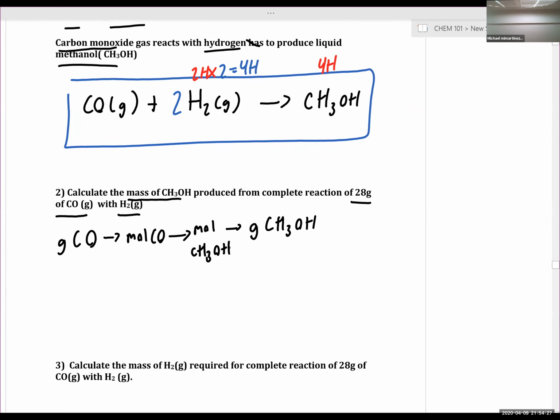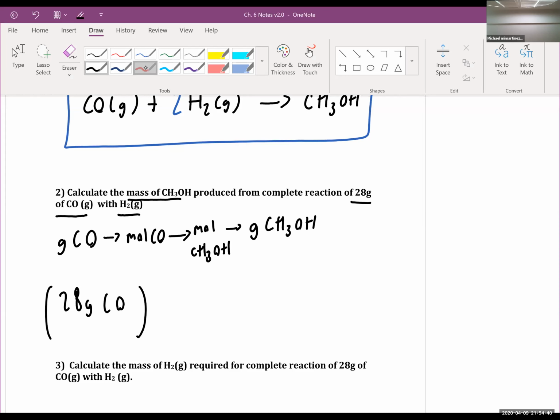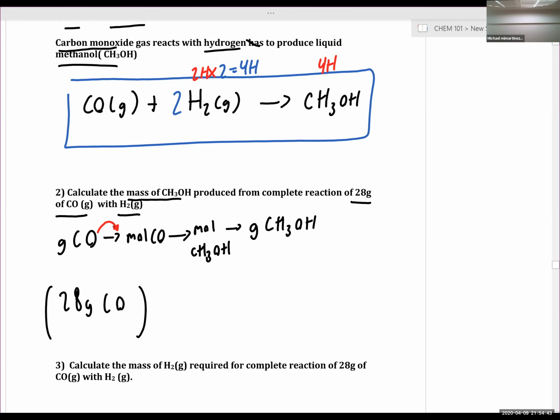Now that we have our solution map in place, we're going to put our input units. Our starting units are 28 grams of carbon monoxide. Following our solution map, we're going to go from grams of carbon monoxide to moles of carbon monoxide. And we know in 1 mole of carbon monoxide, we have how many grams? What's the molar mass of carbon monoxide? Yep, 28 grams per mole.